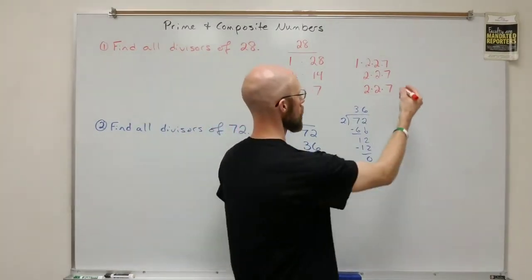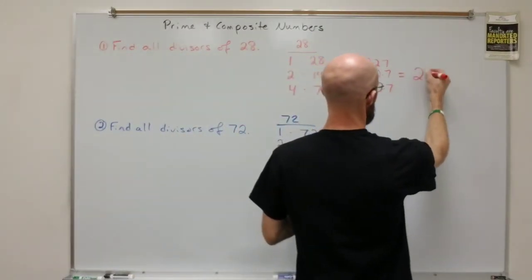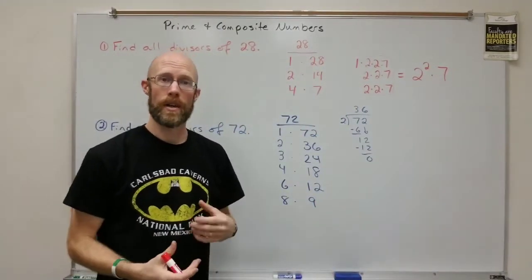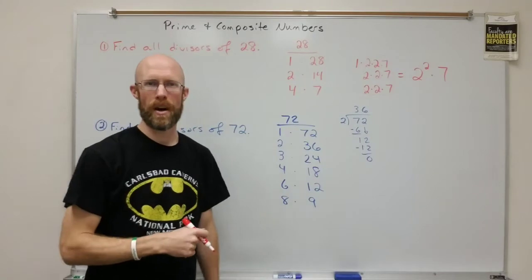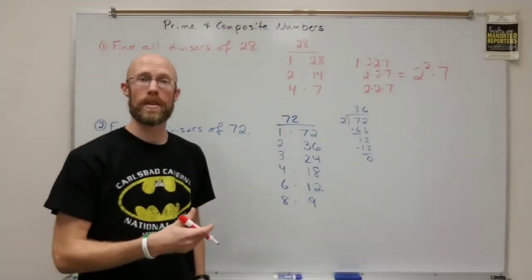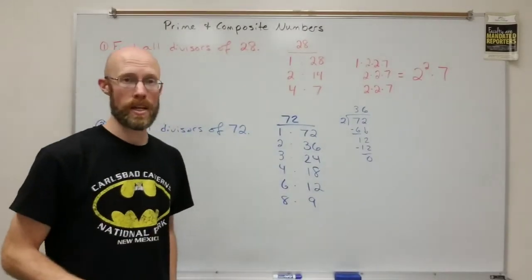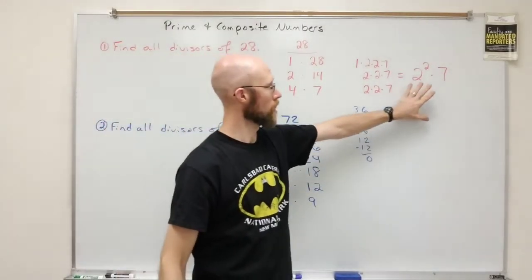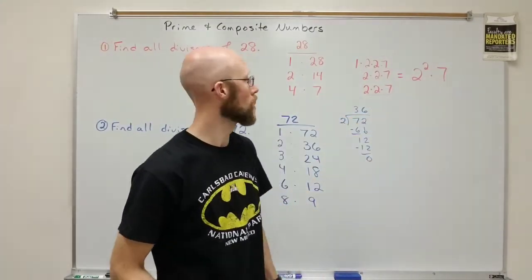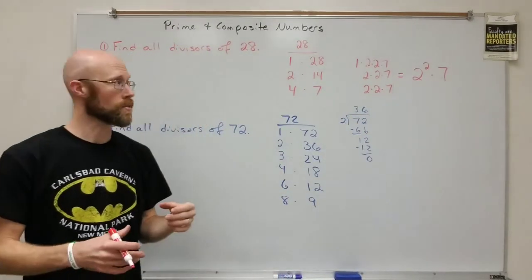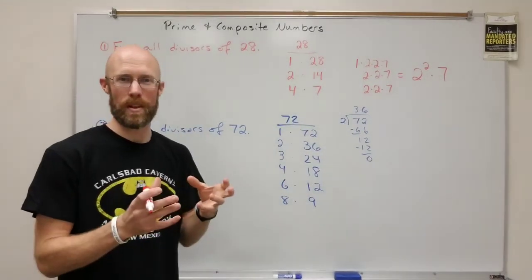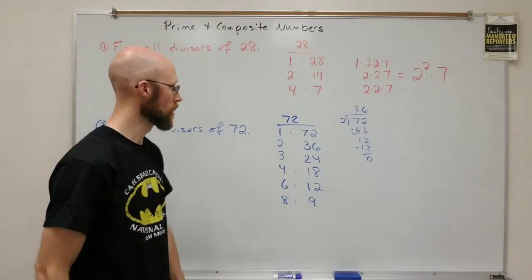Or we could say 2 squared times 7, right? That's the exponential form. It's kind of simplified because we don't have to write out all the factors. All right, so 2 squared times 7 is what we call a prime factorization. It's a list of only prime numbers that factor 28, and it's enough of them to get all of 28, right? It's not just the 2 and the 7 to get 14, it's 2 times 2 times 7.